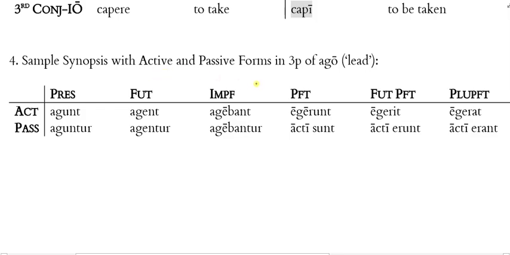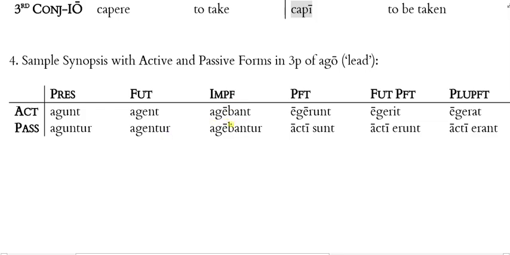So, last thing, Wheelock just reminds us that we can do synopses, and here we can form an active and passive synopsis for the third person plural of ago, to lead. So let's just read through these forms and see if you can anticipate what these are going to be here. So for the active present, agunt, and the passive present, aguntur. So they lead, are leading, active; passive, aguntur, they are led or are being led. The futures will not be, but will e, so we need our e forms here. Agent, so they will lead. Agentur, they will be led.